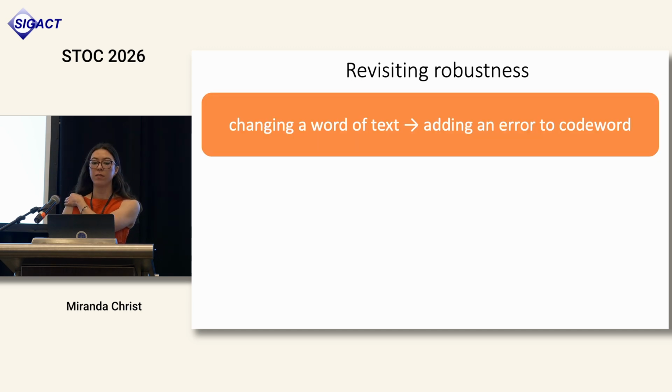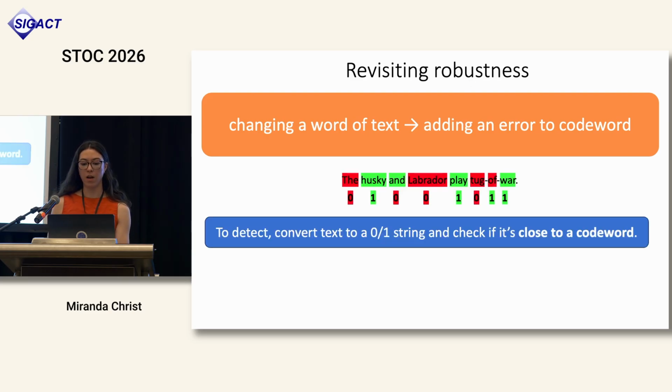But we do have the nice property that for watermarks, changing each word of the text corresponds to adding an error to a code word. And so if you can construct pseudorandom codes with better robustness, this translates immediately to better robustness of the watermark that you get. Right, like all we did is we used colors to convert the text to a binary string and checked if it was close to a code word. And so if you change one word, then that just changes one bit.